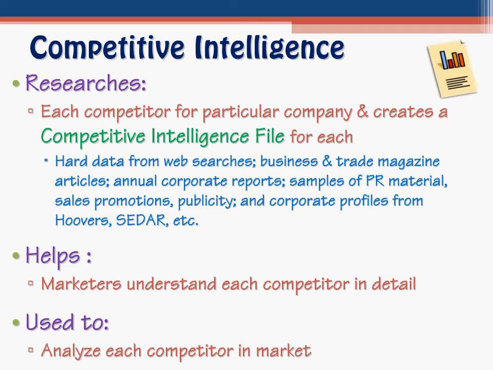Competitive intelligence research would probably follow a competitive market analysis. Once you've identified all the competitors, marketers will create a competitive intelligence file for each competitor. This is hard data. So web search, what information is brought up? Business and trade magazine articles, what are they talking about? Annual corporate reports, samples of public relations material, sales promotion and publicity, as well as corporate profiles from Hoover's and Sidar. These are marketing research firms that gather information and statistics on certain industries. All this is put together in a competitive intelligence file that can easily be accessed and referred to so that you are aware of your competitors.